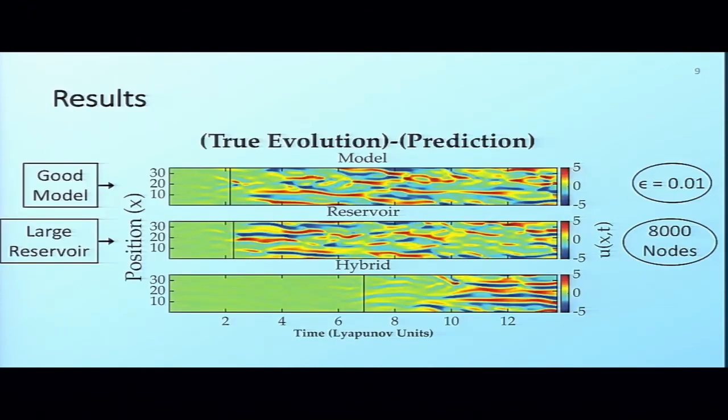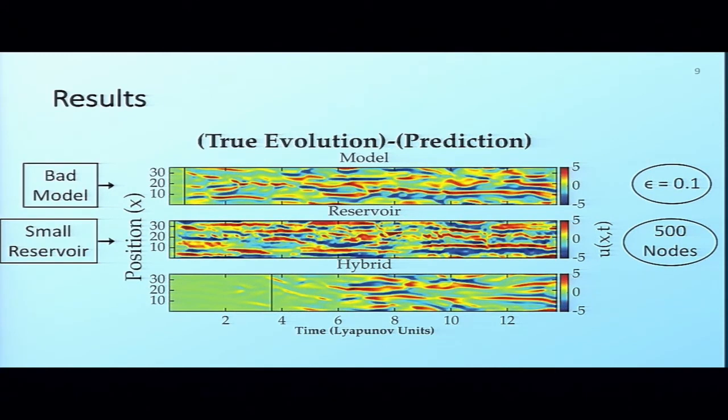So we can see the results of what happened here. These are the plots of the true evolution of our Kuramoto-Sivashinsky system minus the prediction, just like the difference plots we saw before. You can see that for a good model, something that has a very low error, and for a large reservoir, something that has a lot of nodes and a lot of connections, so high-dimensional dynamics, it's predicting for around 2 Lyapunov times, whereas the hybrid method is able to predict for around 7.